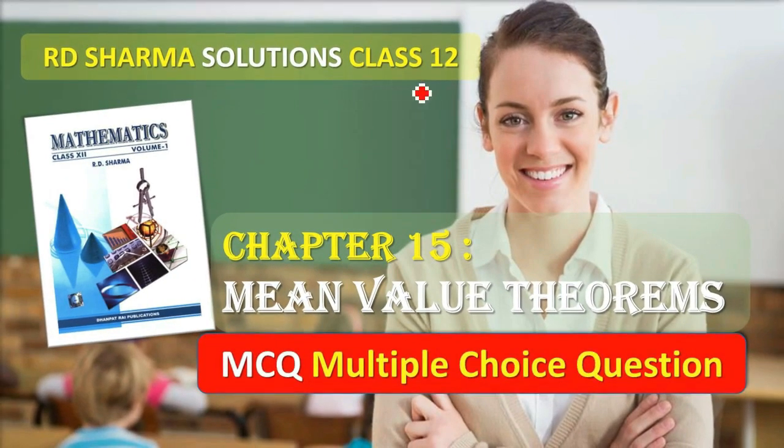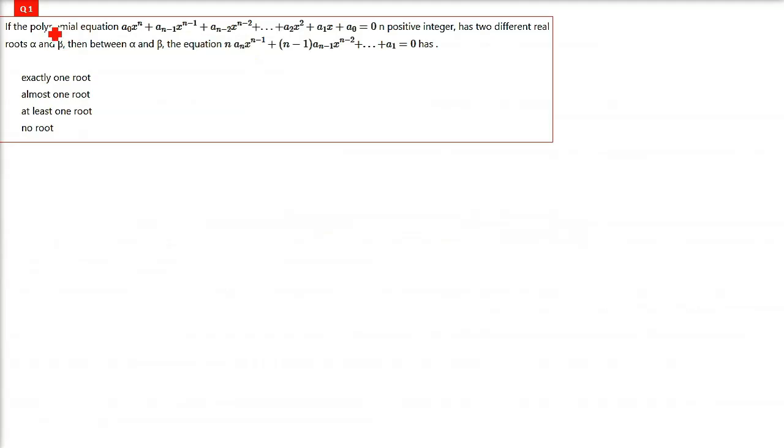This is Sharma solution class 12 chapter 15, mean value theorems MCQ. We are taking multiple choice questions. Now we have a polynomial equation, and there is another equation also.